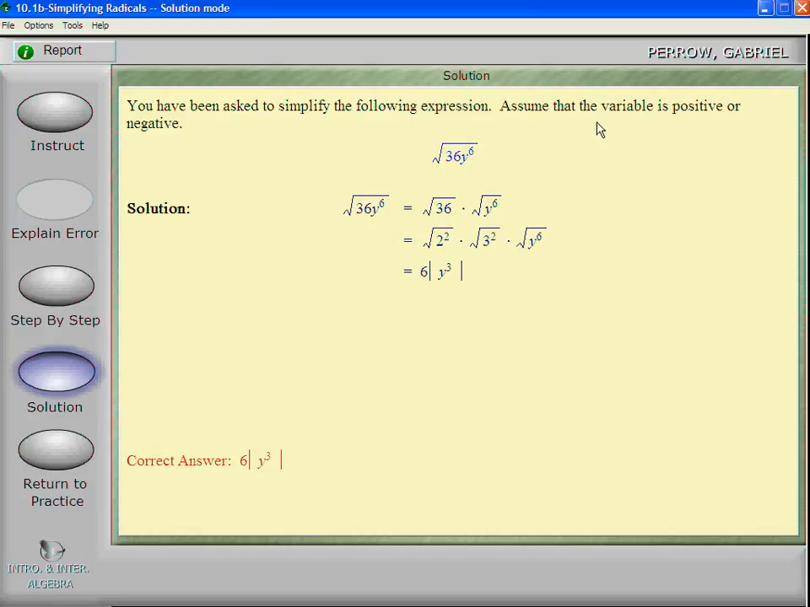If they said assume the variable is positive, we don't have to worry about any of this absolute value stuff, I guess, because it would just be positive and we'd know it. But the idea that I have a y cubed here, if y ended up being negative, a negative times a negative times a negative, or an odd power, would give you a negative result.